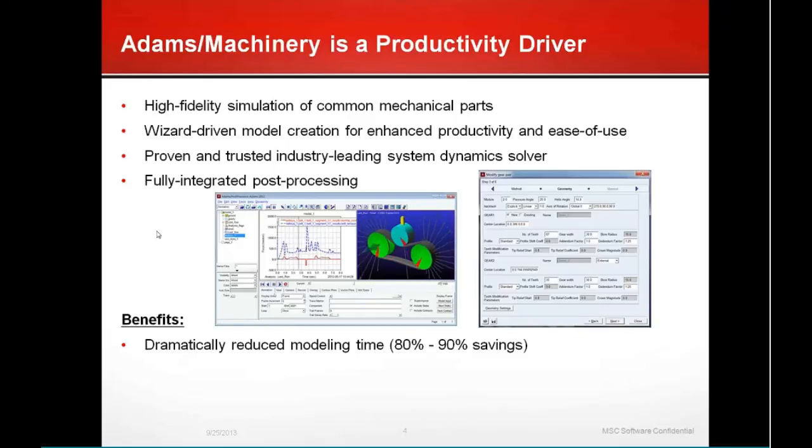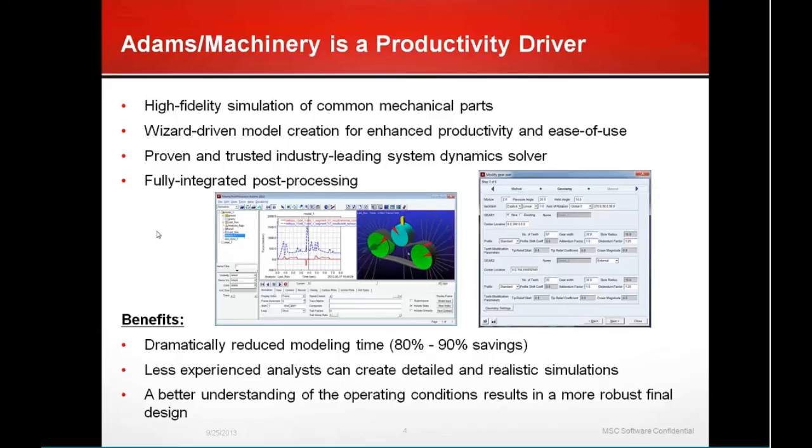So the benefits: productivity, we're saving 80 to 90% of time in the model creation process by automating the creation of some of these components and using the wizard environment to do so. We're also making this more approachable, as I mentioned, and by providing higher fidelity simulation with these well-defined components in the way we do, we're giving the user and the user community in general a better understanding of the general behavior of these systems.